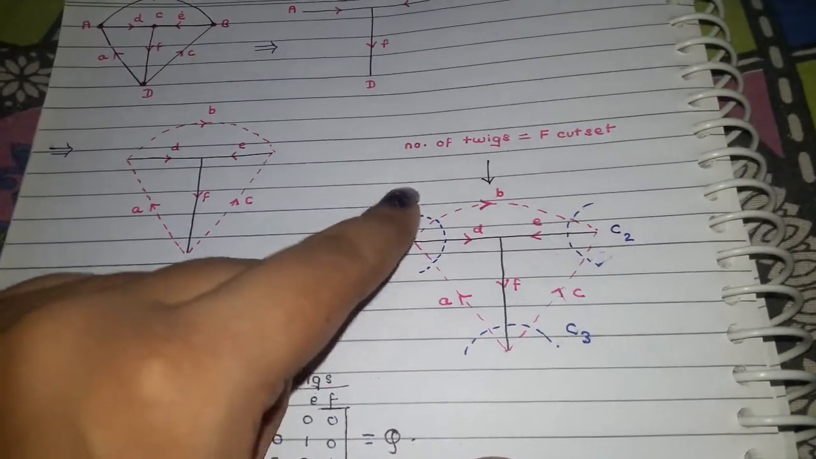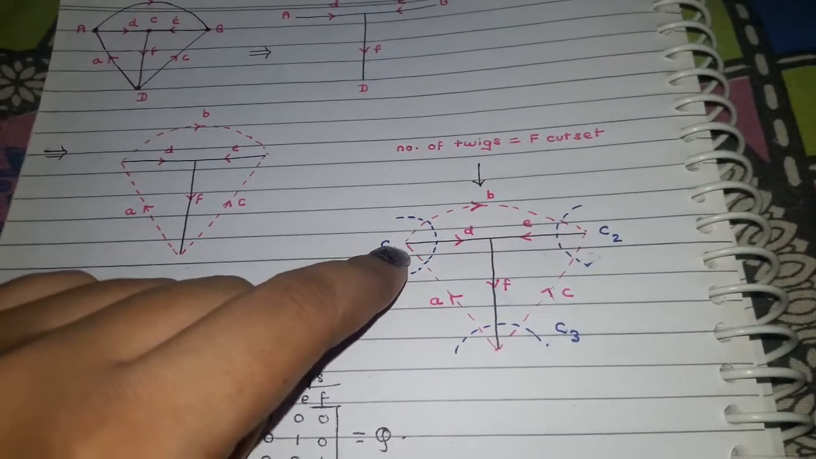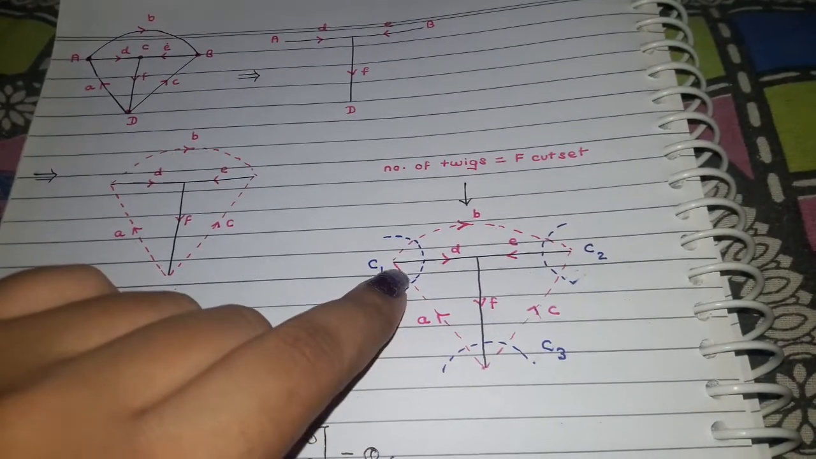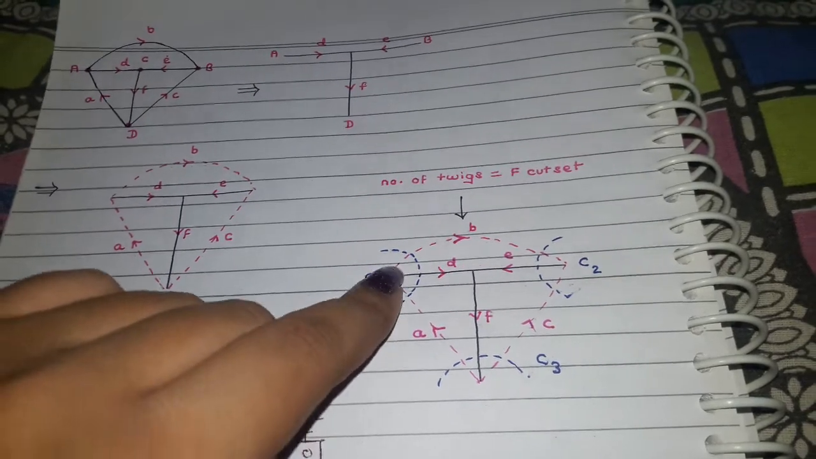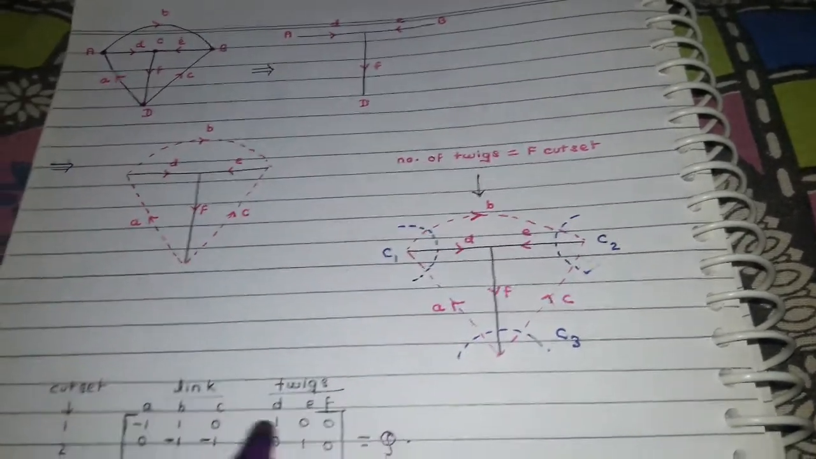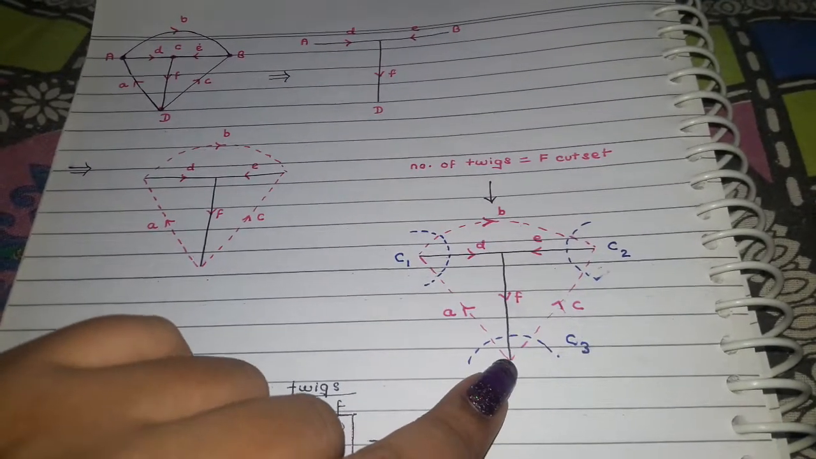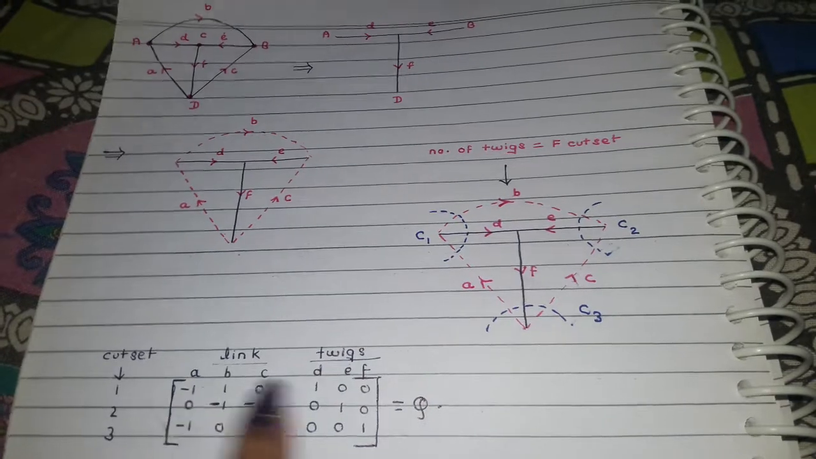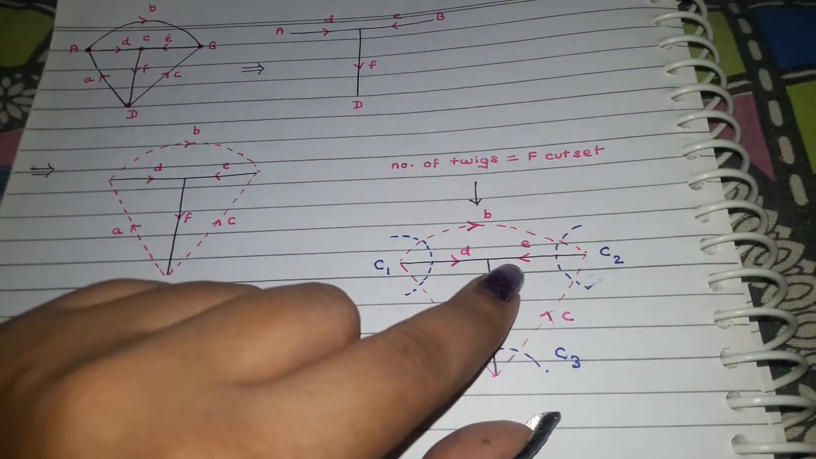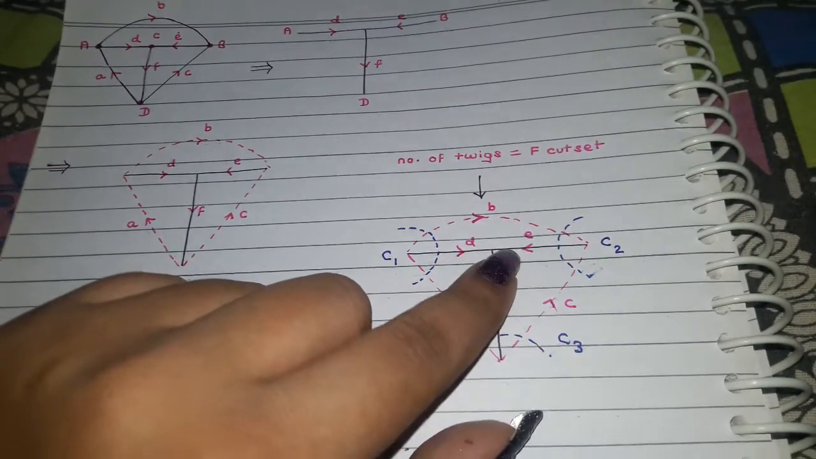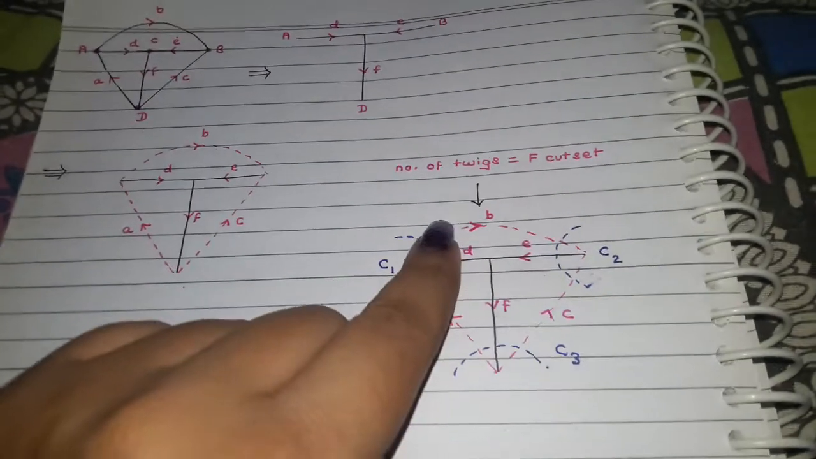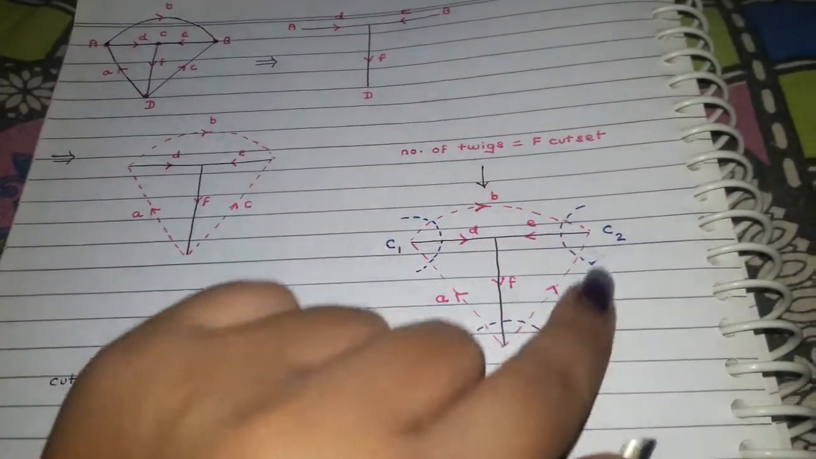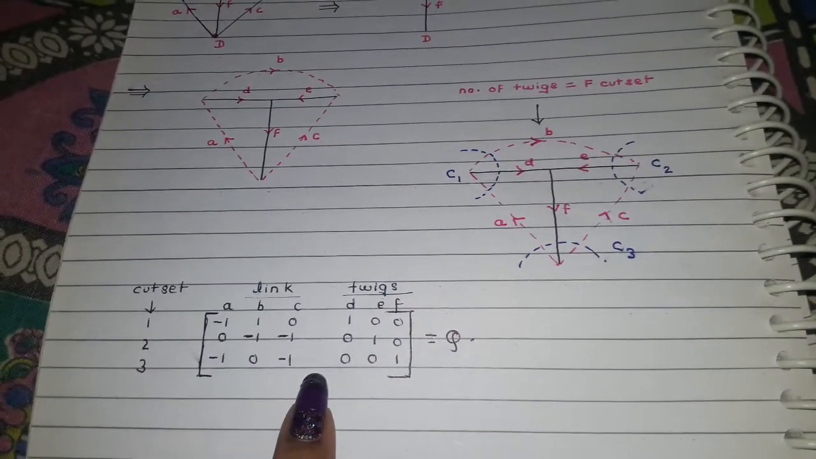Then we again take one cut set at a time and assign values to the branches that are connected. If a branch is moving away from the cut set, we assign +1. If it is moving towards the cut set, we assign -1. For cut set number 1, branches B and D are moving away, so B and D are assigned +1. A is moving towards the cut set, so A is assigned -1. Now for cut set number 2, E is moving away, so E is assigned +1, and B and C are moving towards, so they are assigned -1. We follow this process for all the cut sets, and the matrix obtained is the cut set matrix.